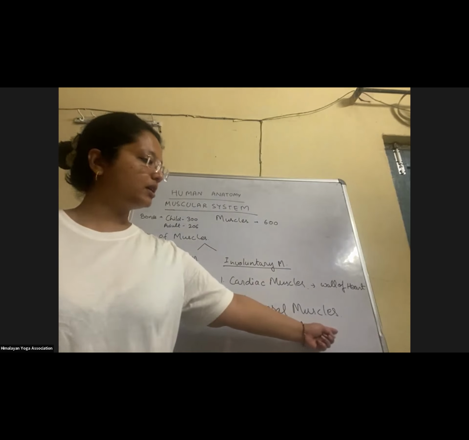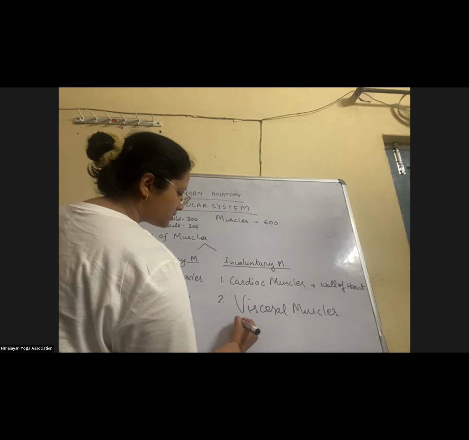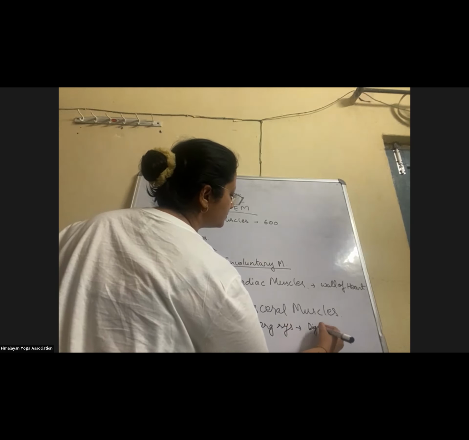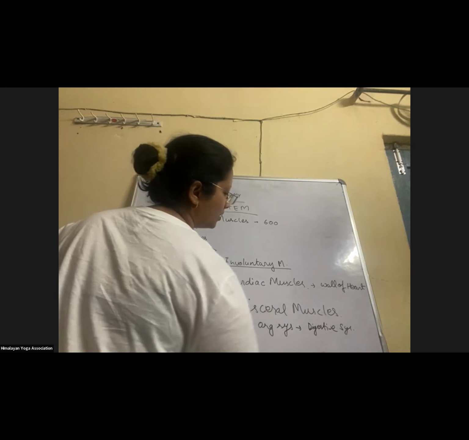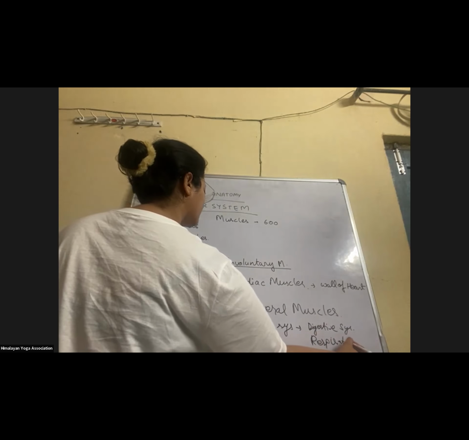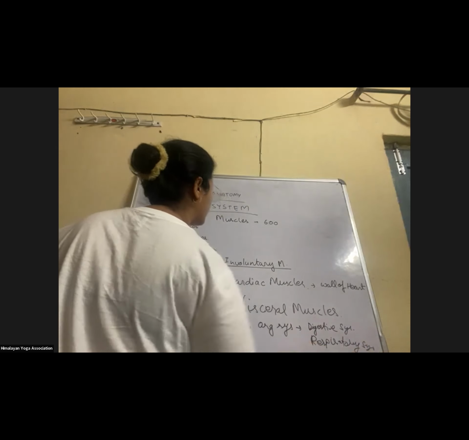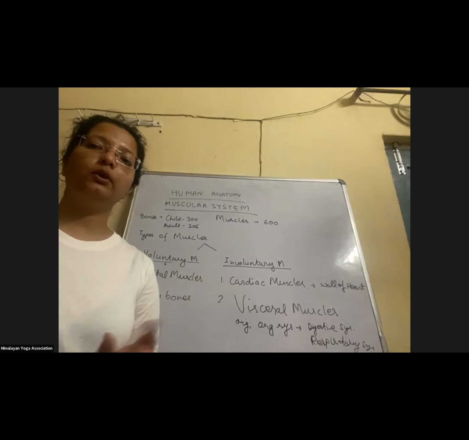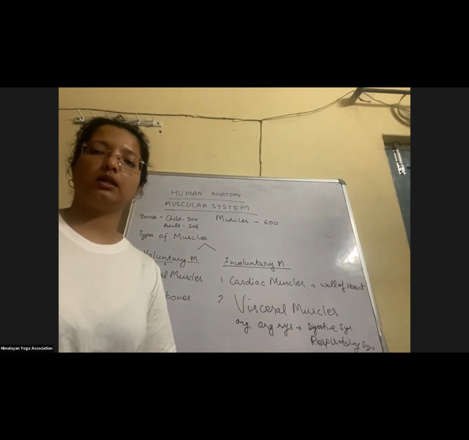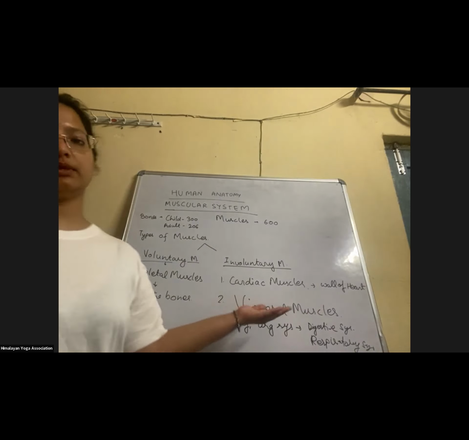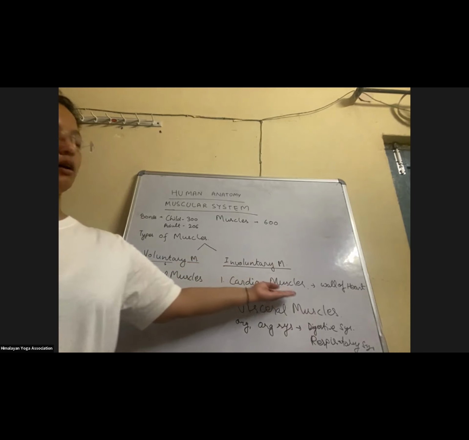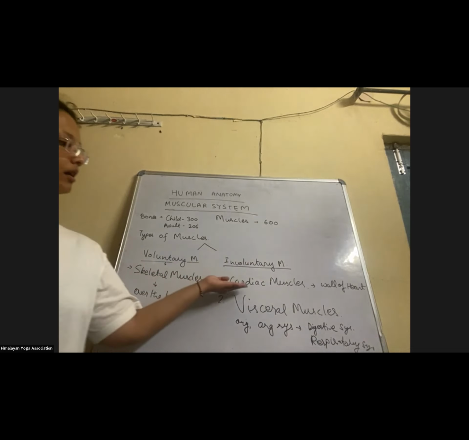Then we have visceral muscles. Visceral muscles are of organs or organ systems, like the digestive system or respiratory system. Like this, we eat food, the food moves through the esophagus, peristaltic movement. It happens because of those visceral muscles. The food goes down to the stomach. All the organs, if they are moving, then they have visceral muscles. And the heart has cardiac muscles. So we have three types of muscles: skeletal, cardiac, and visceral.